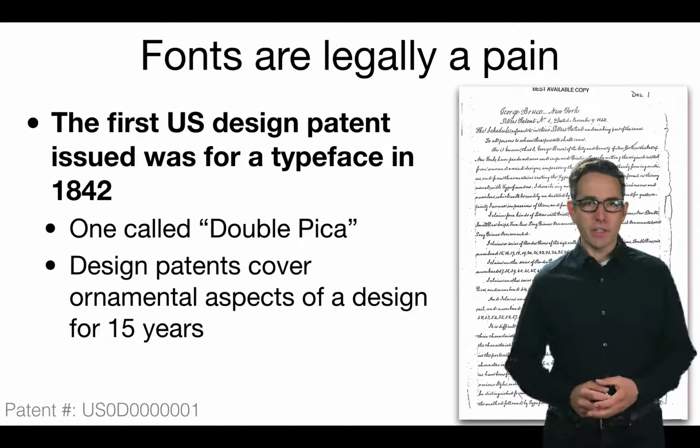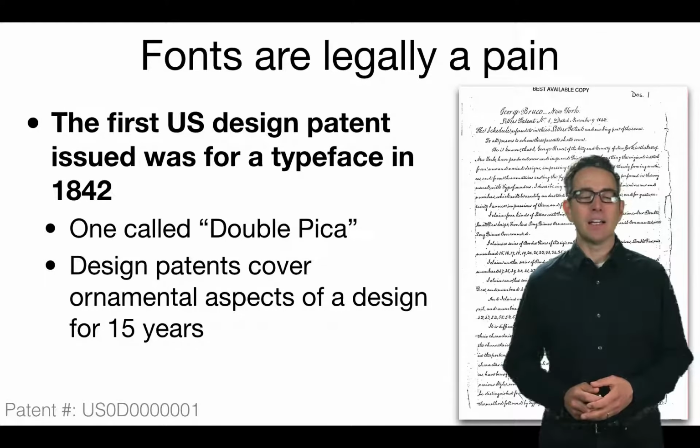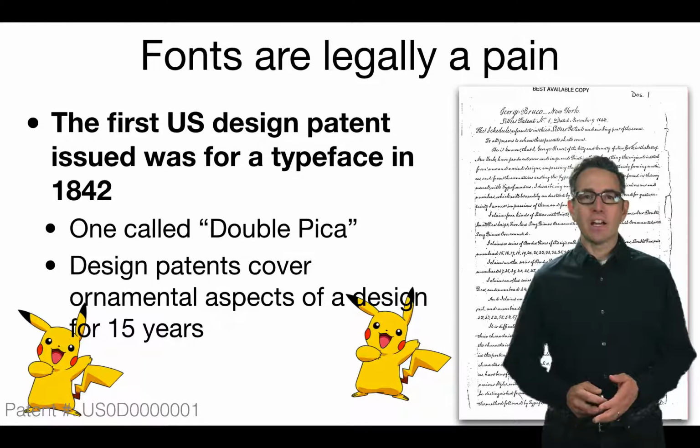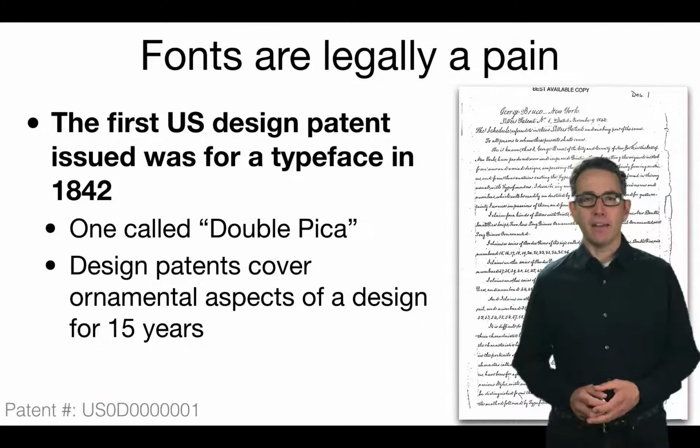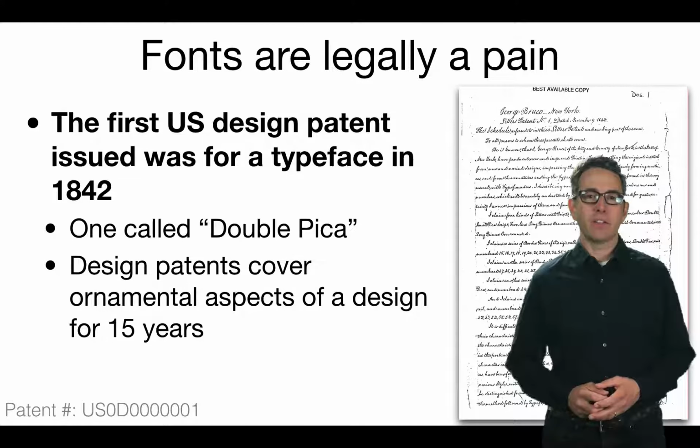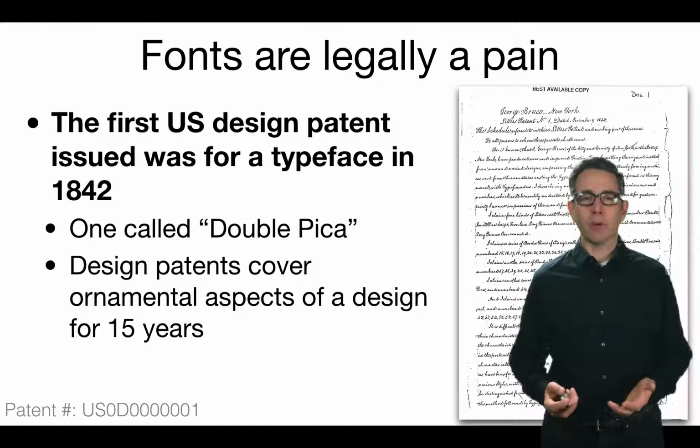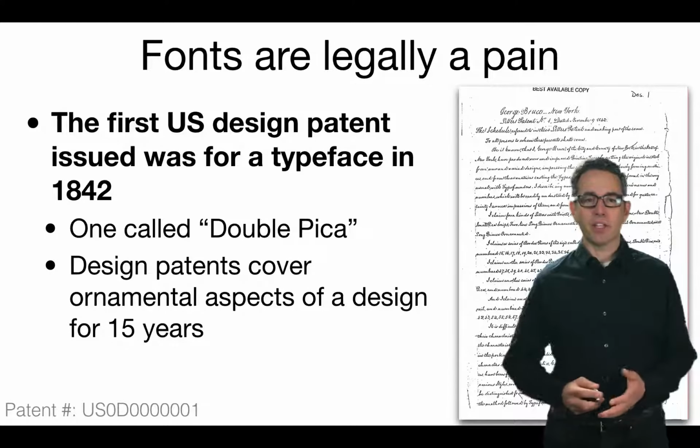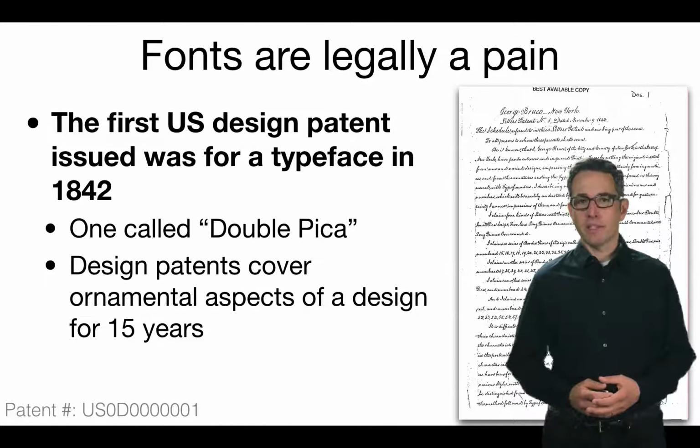It turns out that the very first US design patent that was ever issued was for a typeface in 1842. It's actually a series of 4 different typefaces, one of which was called double pica. Design patents cover ornamental aspects of a design, and they last for 15 years. So in this way, someone who has an aesthetic approach to something can protect the look and feel of some kind of invention that isn't necessarily central to the way in which the thing works. So in this way, a typeface could be applicable for a design patent. Of course, it only lasts for 15 years.